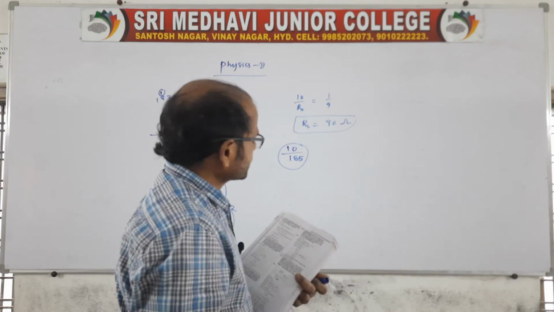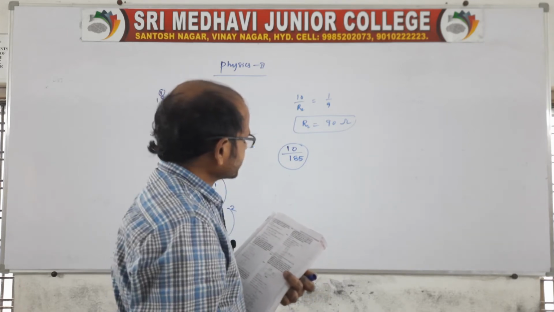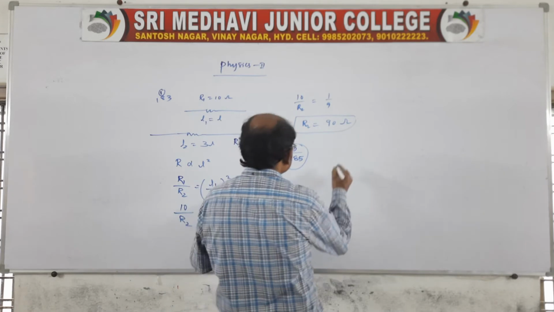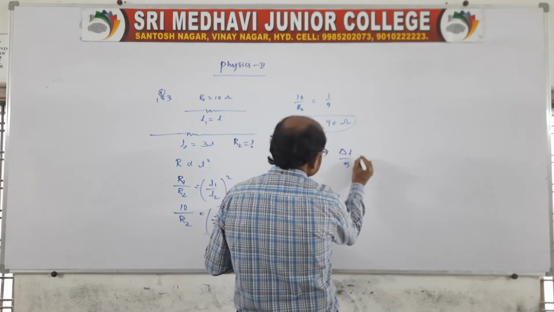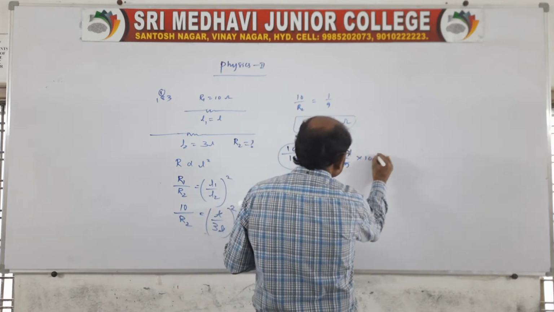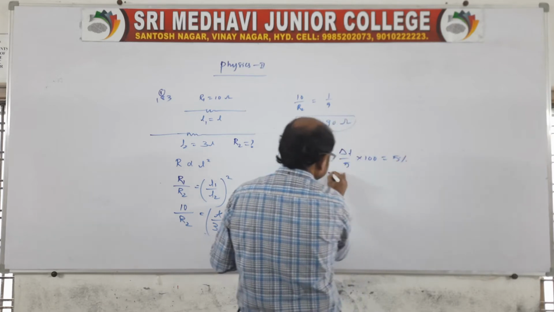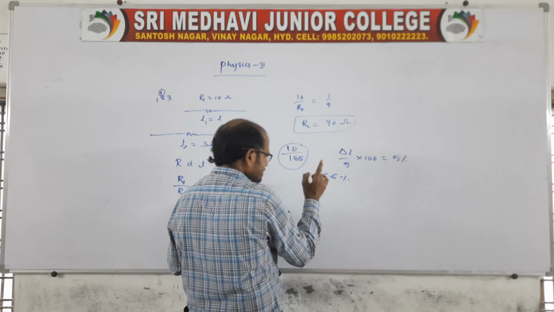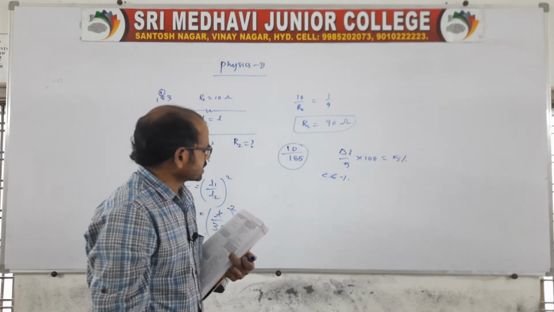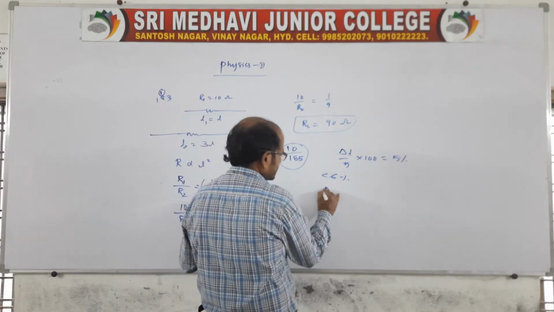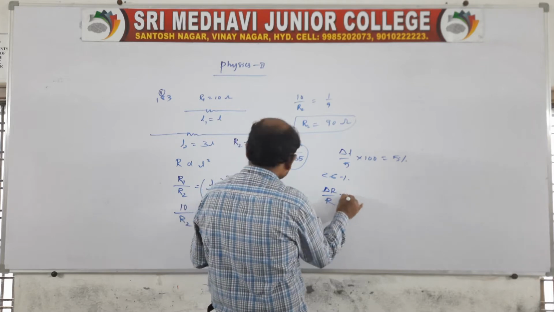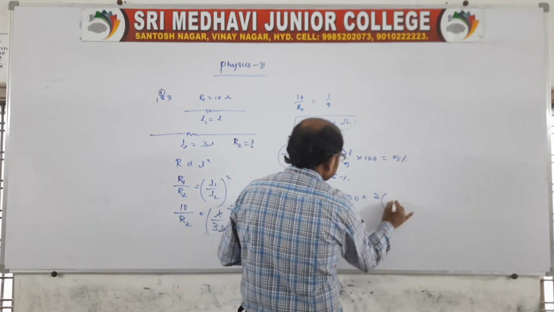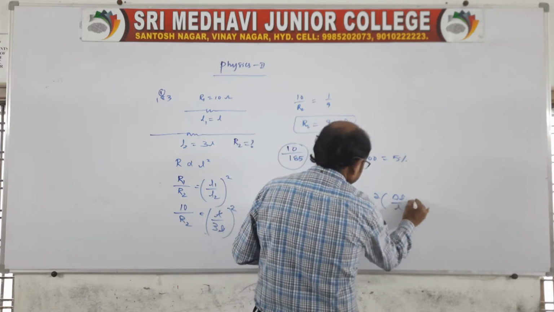There is a cylindrical metal wire stretched to increase its length by 5%. See, delta L by L into 100 is given as 5%. It is less than 6%, no? If less than 6 percent is given, and it asks the percentage change in the resistance, then delta R by R into 100 is equal to 2 into delta L by L into 100.